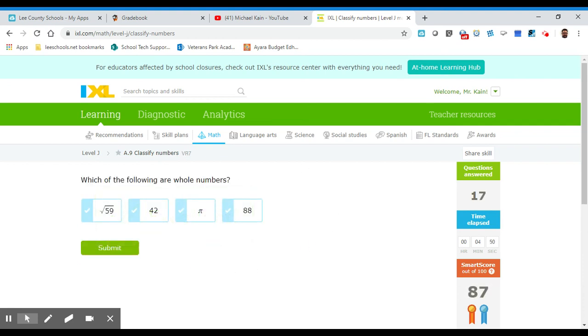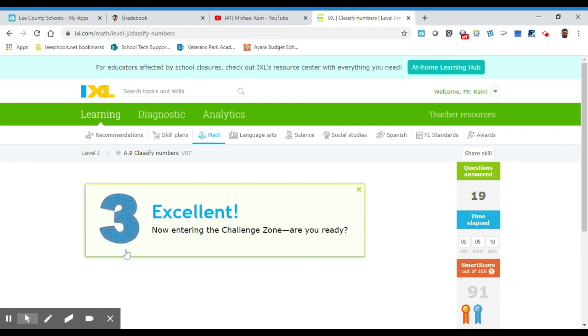All right. And which are whole numbers? That's a whole number, and that's a whole number. Pi is irrational, and 15 square root of 59 is irrational. All right, and let's just do a couple more. Which of the following is an integer? -20, because that is a negative or positive counting number on the number line.